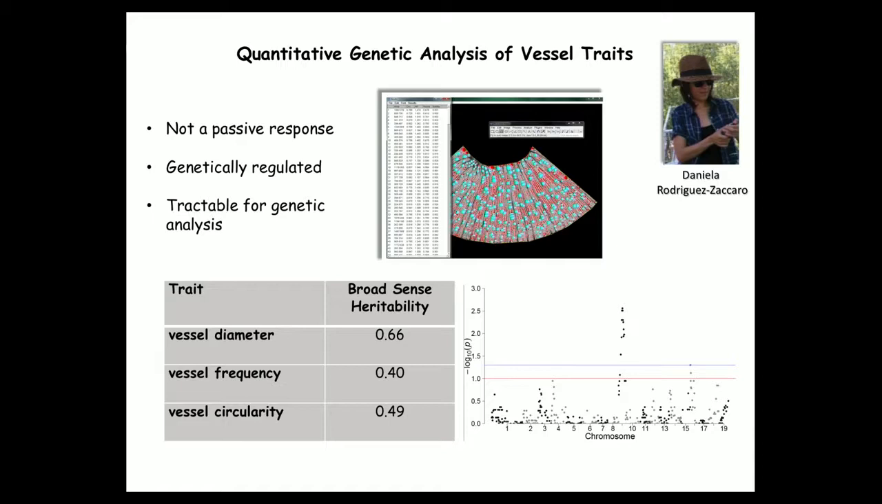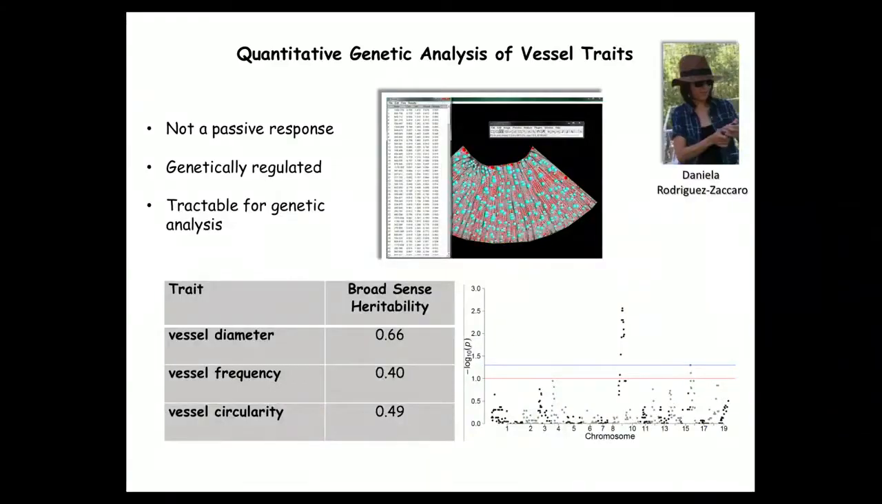Now, importantly, one thing she's already shown is that these traits show moderate to high heritabilities, meaning that these are not just passive responses to the environment, but they are genetically regulated. And she's even had, with a preliminary result with part of her population, she's been able to already identify specific regions of the genome that seem to have a strong effect on these traits.